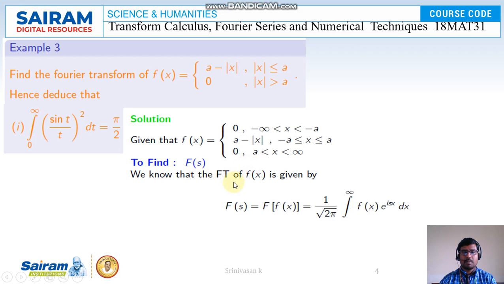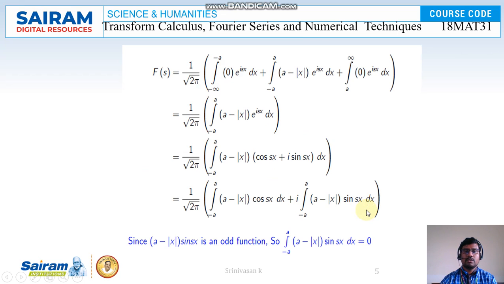Now find the Fourier transform. The Fourier transform formula is 1 divided by root 2 pi, integral from minus infinity to plus infinity of f(x) e power isx dx. Now substitute the f(x) value in the three intervals: this is the first interval, this is the second, and this is the third. Clearly the first function is 0 and the third function is 0, so the entire term is 0 for the first and third. We get only the second term: integral from minus a to plus a of (a minus modulus x) e power isx dx.